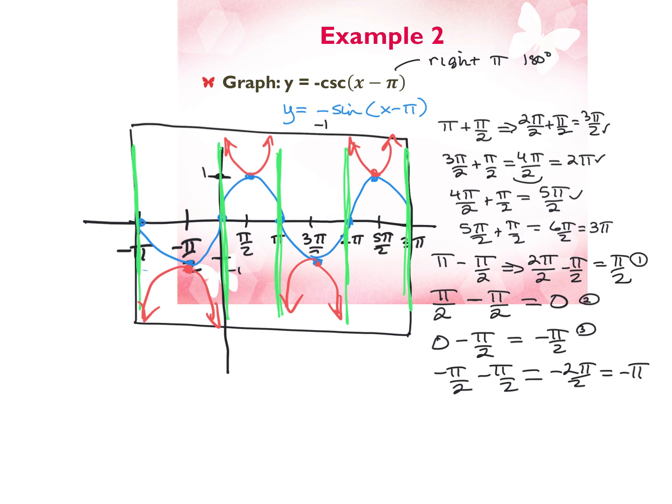So be able to graph the sine, the cosine, the cosecant, and the secant graphs with shifts horizontally, vertically, and a period change, where we're either going to speed it up or slow it down.